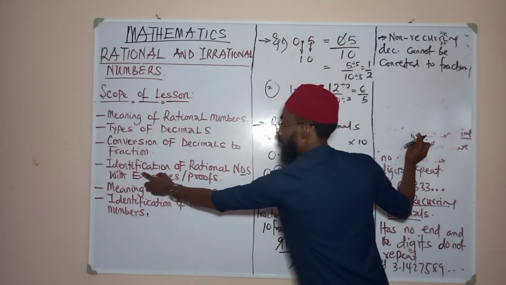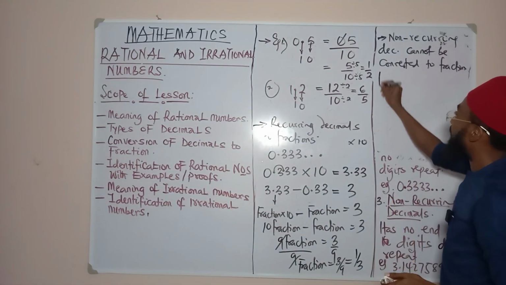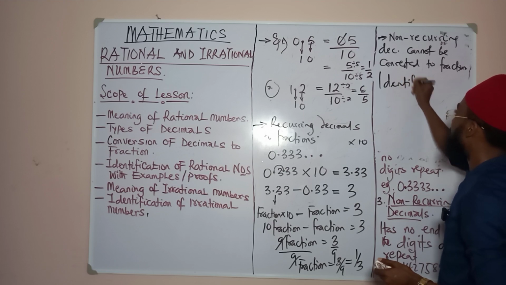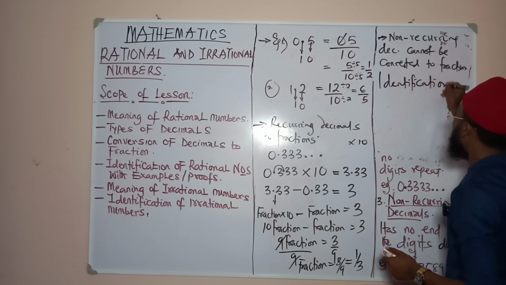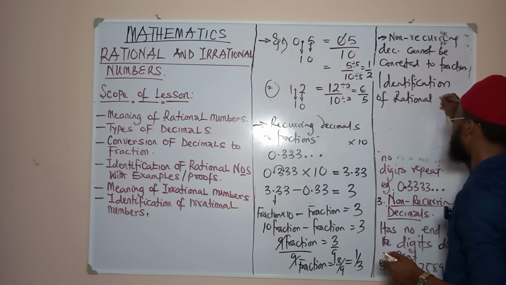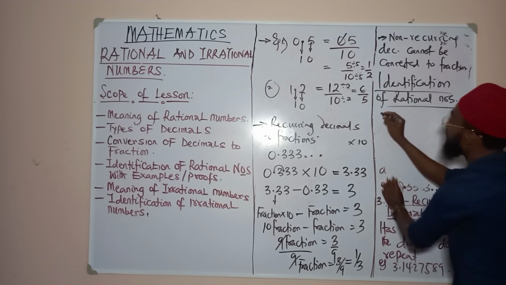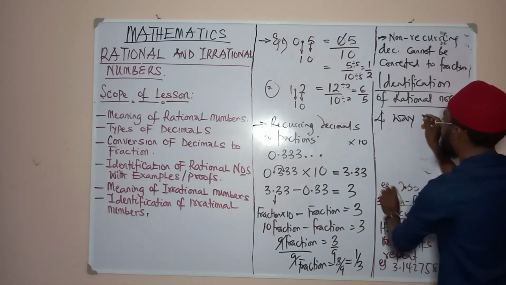We go over to the next one, how to identify rational numbers. Identification of rational numbers, so that if I see a number, I should be able to know whether this number is a rational number or not. How do we identify rational numbers? Very quickly, there are 4 ways to identify rational numbers. Please take note of the ways.